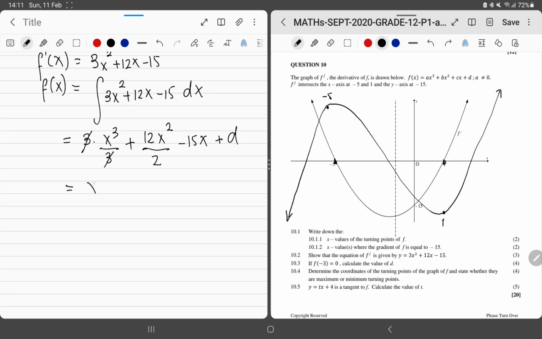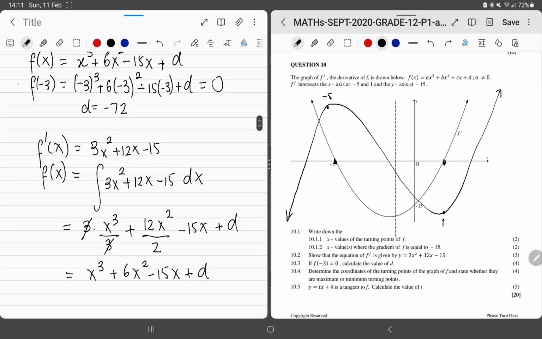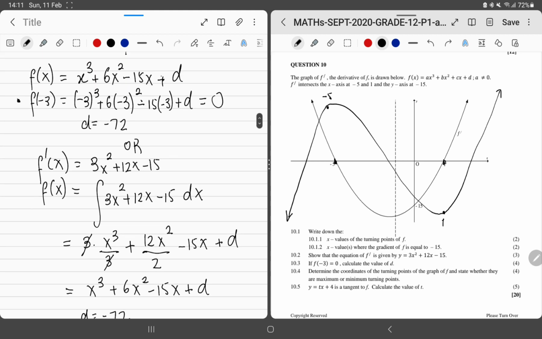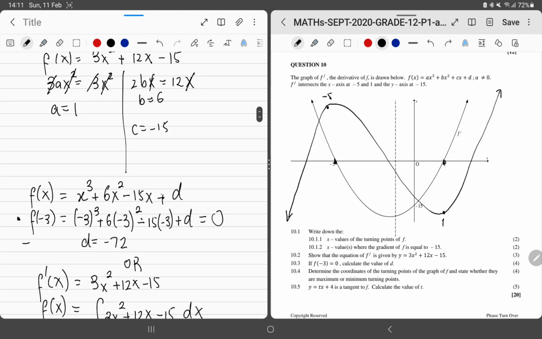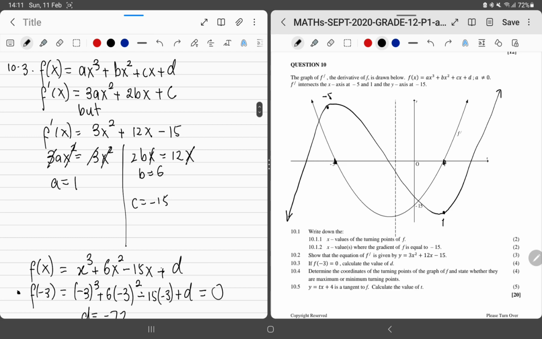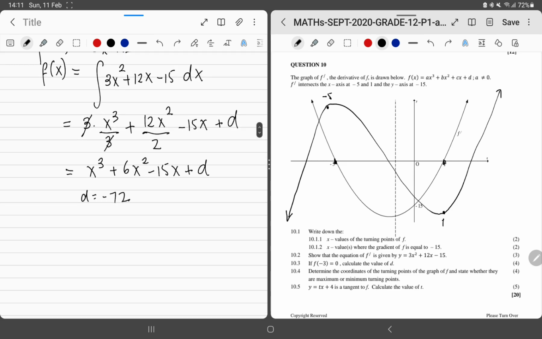So this will take care of that, and then we'll be left with x cubed. And then this is going to give me a 6x squared minus 15x plus a d. And then I'm just going to use this to get d to be equal to negative 72. For grade 12s, you can just use this part to get your answers. But if you can integrate, definitely go ahead and just use the integration method to get your solutions.